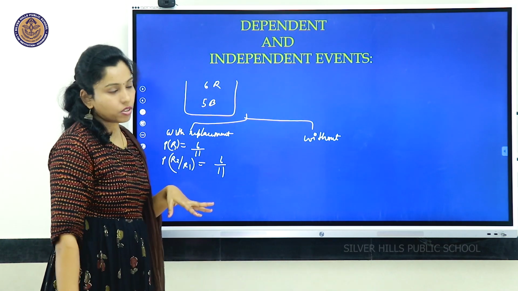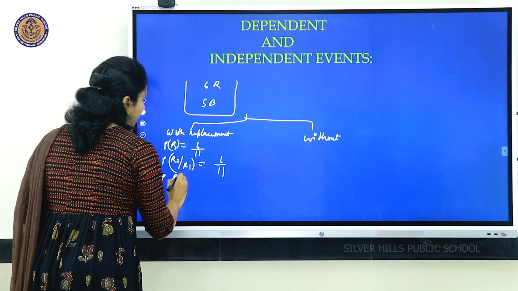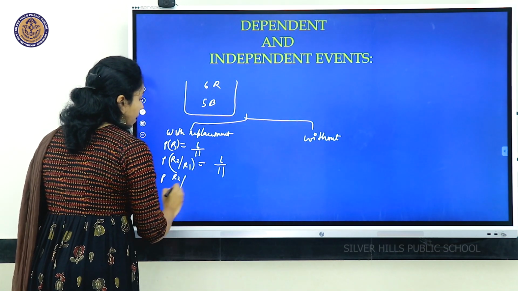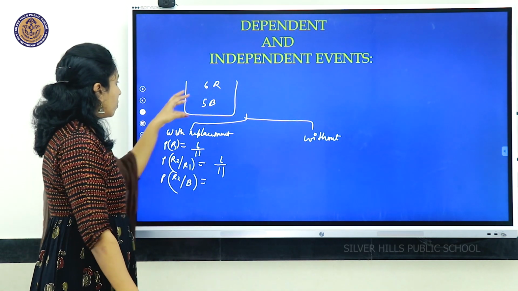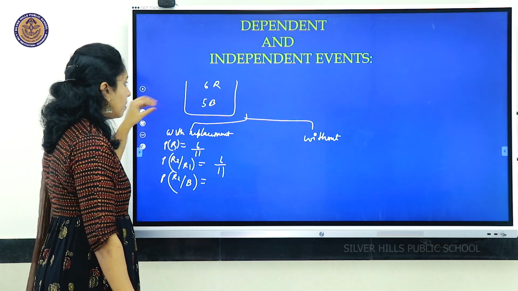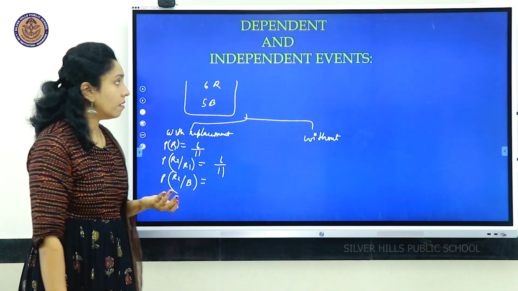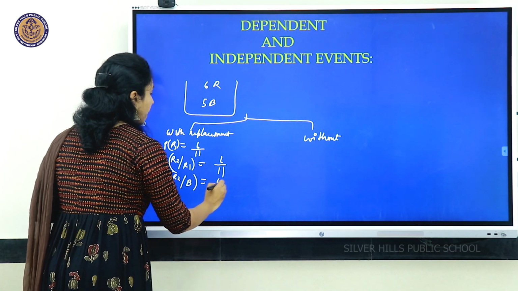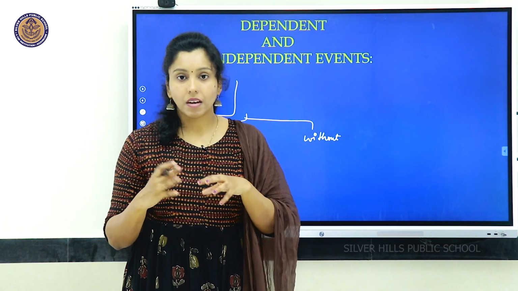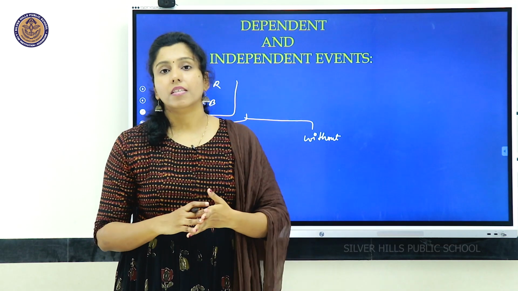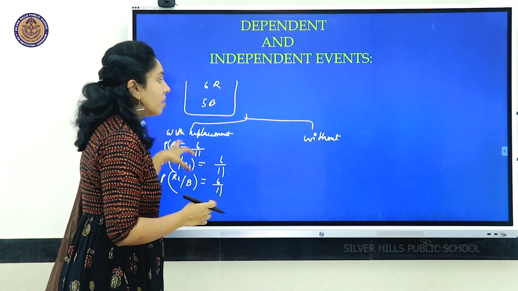There is no change. In the same way, if I ask what is the probability of getting a red ball, given the first one is a black ball? You took a black ball, you kept it back. There is no change in the composition. So, what is the probability of getting a red again? Same, right? It is 6 by 11. Whether the first ball drawn is red or black, the probability of getting a red again is not changing at all if it is with replacement.